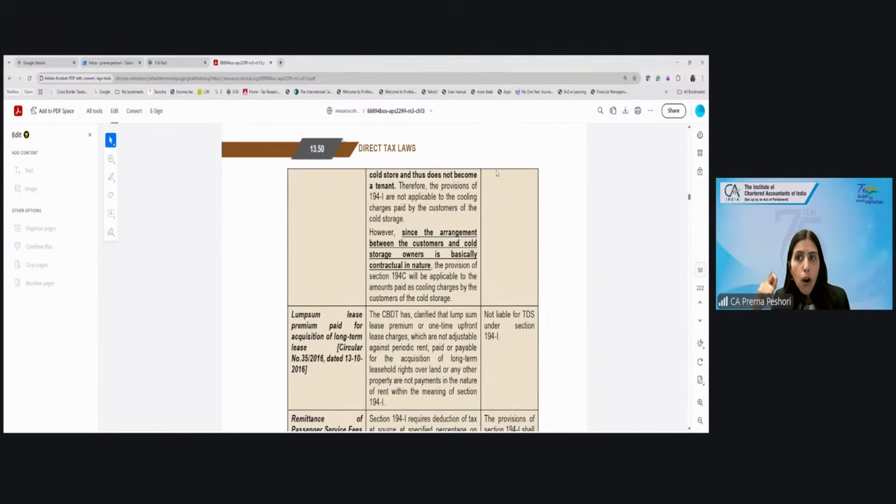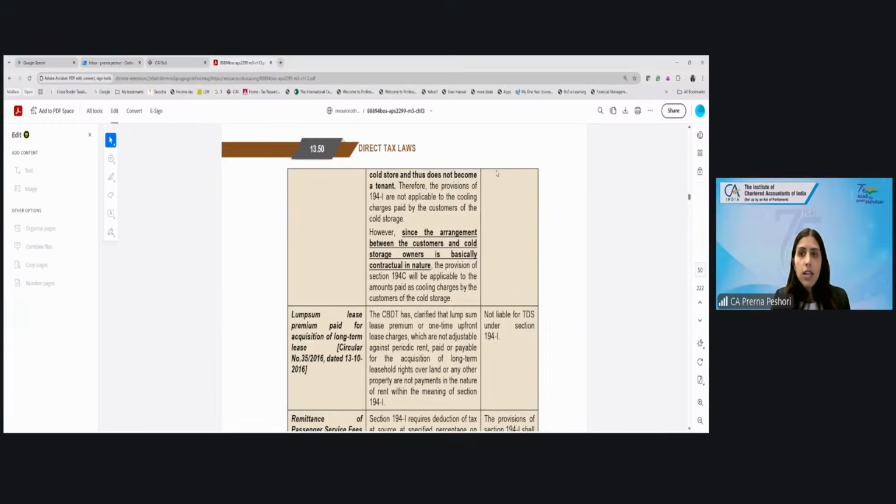These are not payment in the nature of rent within the meaning of Section 194I. Okay, so there is no TDS on this particular aspect under 194I because this is the acquisition of long-term leasehold rights and not in the nature of rent. This is a premium paid, and therefore the TDS will not be attracted in this case. Clear?